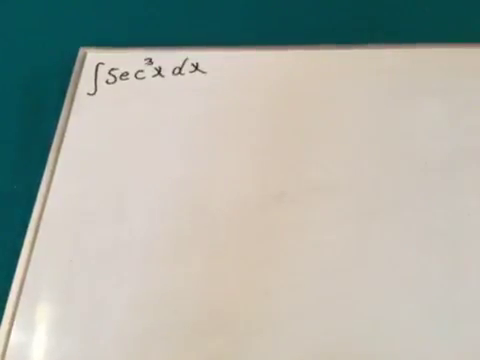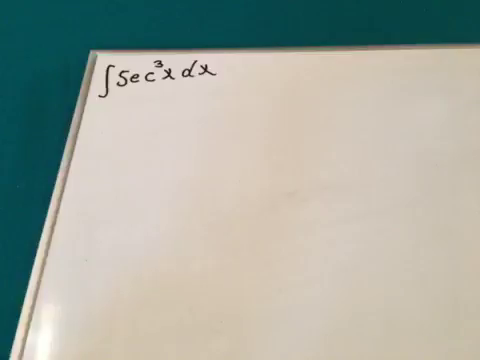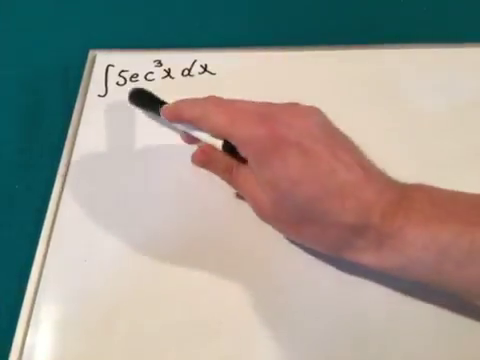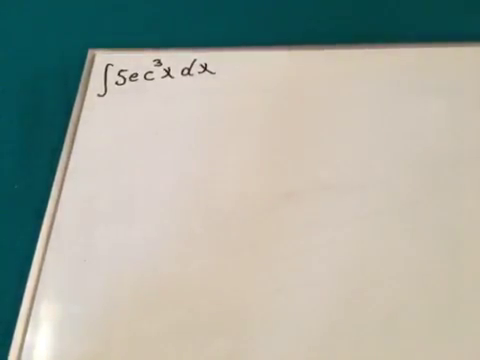Hello everyone! In this video, we're going to look at how you'd go about taking the integral of secant cubed x dx. Okay, well I look at that and I say, well, I know the integral of secant squared, right? That's just tangent, because the derivative of tangent is secant squared. So that implies that the integral of secant squared is tangent. Okay, but what about the integral of secant cubed?